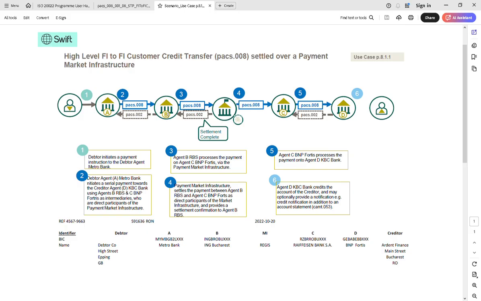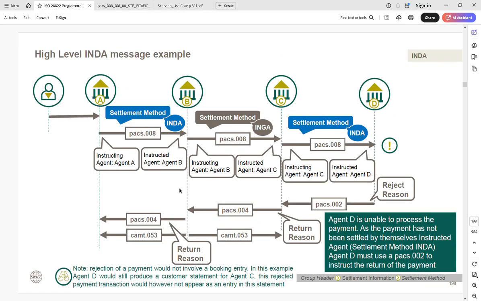Even if you see here, the first settlement method is always INDA only, because it is instructing a payment and it is instructed a payment. So between that is INGA and INDA.